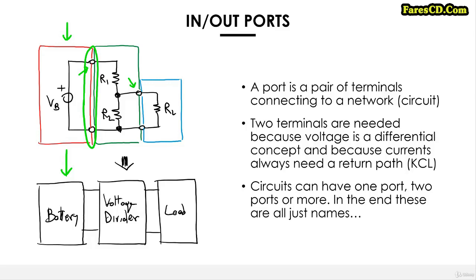The second block is the voltage divider. This block has an input port, where the voltage of the battery is applied, and an output port, which is indicated by two terminals across R2. Finally, the last block is the load, which really only contains the resistor RL. This block also has only a single port.